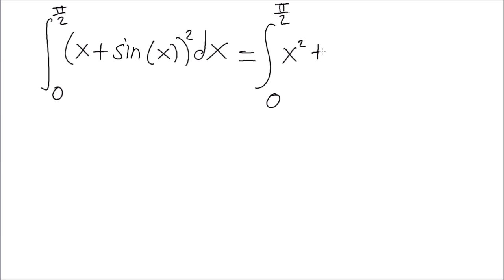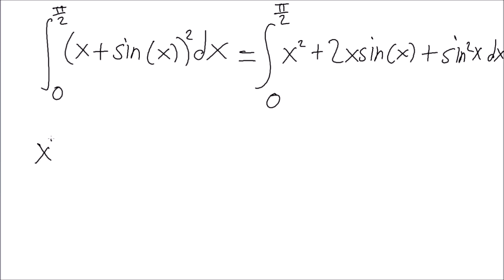x squared plus 2x sine of x, and then plus sine squared dx. Okay, this is easy, right? This is just x cubed over 3, plug in 0, plug in pi over 2, right? So then we get 1 over 3 times pi over 2 cubed. Okay.